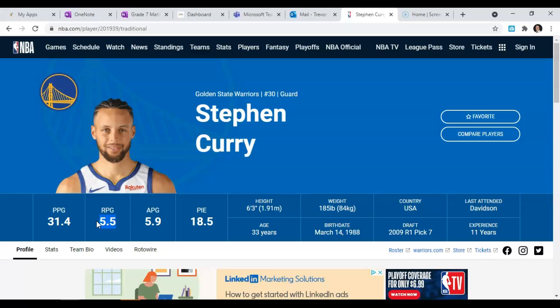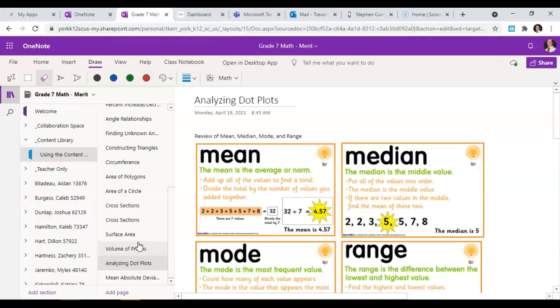Or rebounds per game. There might be one player that has a lot of rebounds, typically your centers or something like that. So each statistic tells a different piece of the puzzle, and none of them are perfect. None of them tell you exactly everything you need to know. That's why we have multiple of them. And so whenever we looked yesterday through mean, median, mode, and range, we have different ones because they all tell a little bit different story.